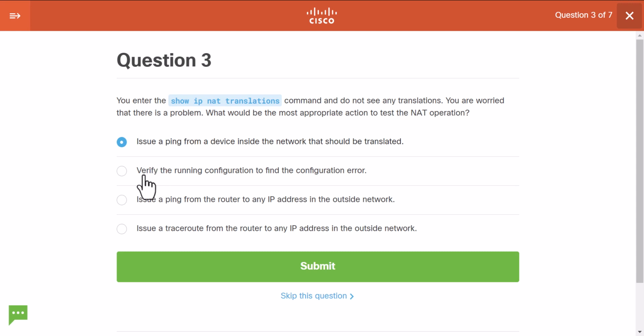Verify the running configuration to find the configuration error. Well, could be done as well, but it's generally not a very reliable practice to just read through the configuration, just trying to find errors by eye. Issue a ping from the router to any IP address in the outside network. This doesn't have anything to do with the translation. This will just check the connectivity from the router outbound interface to the outside network. And another one, issue a traceroute from the router to any IP address in the outside network. It is the same as the previous option. So I will keep option 1. Just try to ping it and see what happens.